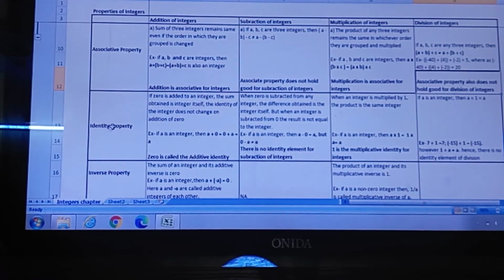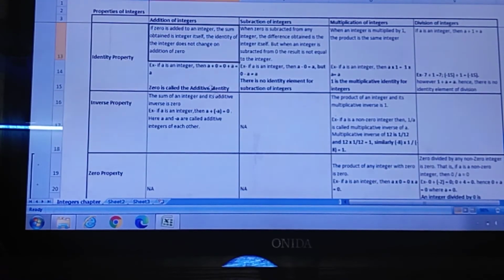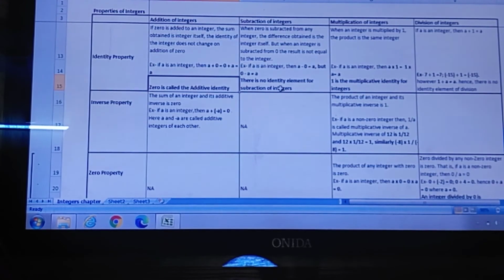Moving on to identity. If 0 is added to an integer, the sum obtained is the integer itself. The identity of an integer does not change on addition of 0. So whenever we are doing addition of integers, no matter what, if I add 0 to any of those, it will not change. It will still be an integer. So 0 is called the additive identity.